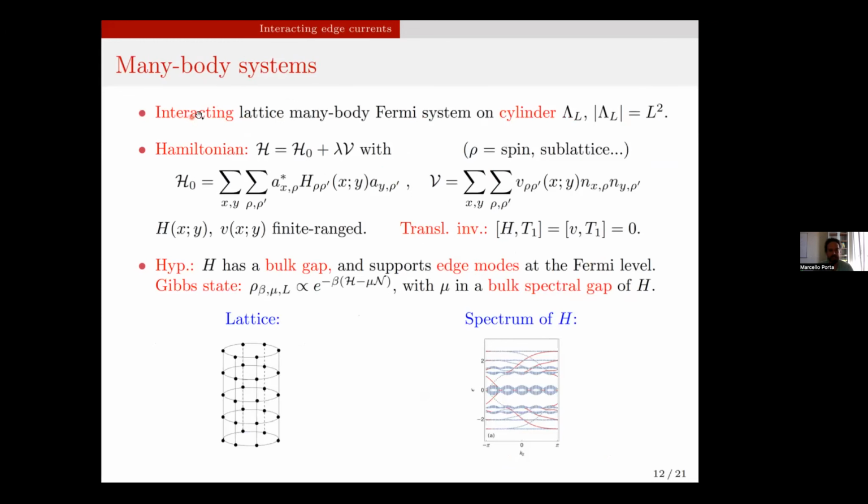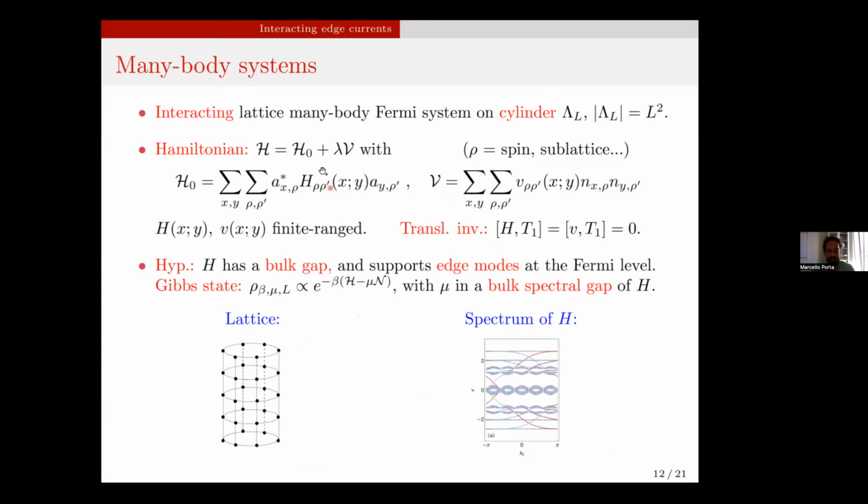The setting is interacting lattice fermions on a cylinder now. This Lambda L is going to be a lattice with side L, but I will assume Dirichlet boundary conditions on the upper circle and lower circle. These are the two edges of the cylinder. And then periodic boundary conditions in this direction. And the typical Hamiltonian has this form. It's like the one we've seen before.